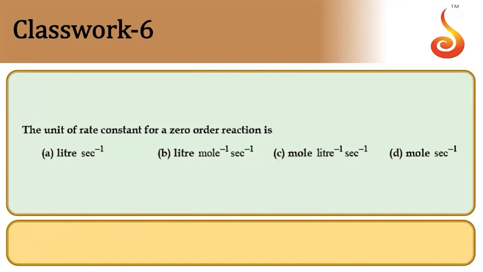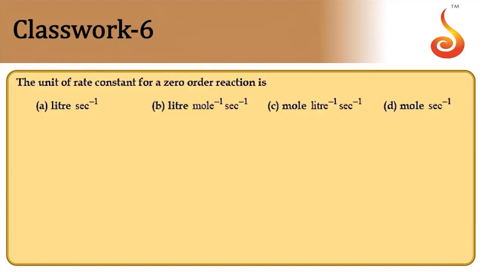Then, the sixth one. The units of rate constant for zero order reaction. When you take rate equal to K into A to the power of 0, it implies that rate and K have the same units. Rate and rate constant have the same units. So it will be mole per liter per second, the units of rate, and also of the zero order rate constant. The answer is option C.